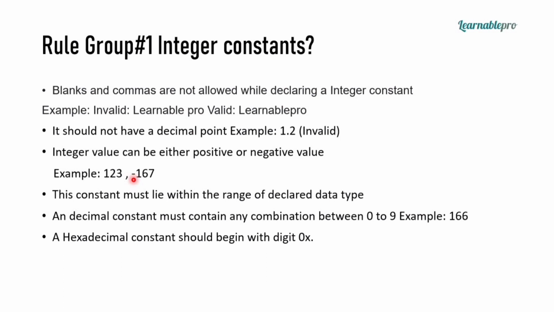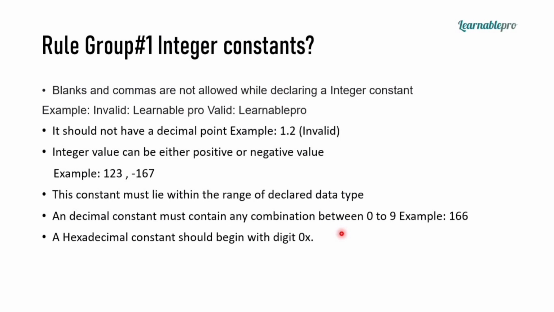Now the fifth rule of declaring integer constants is that a decimal constant must contain any combination of digits between 0 to 9. Examples can be any digits between 0 to 9, like 166 or 154, etc. So the rule is it must contain any combination between 0 to 9. It should not exceed that range.